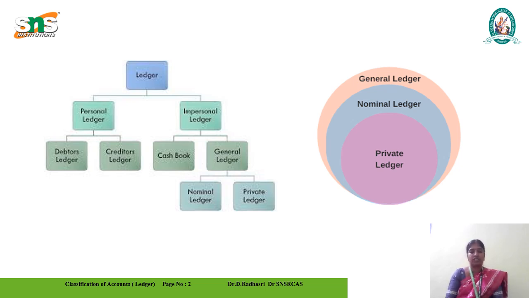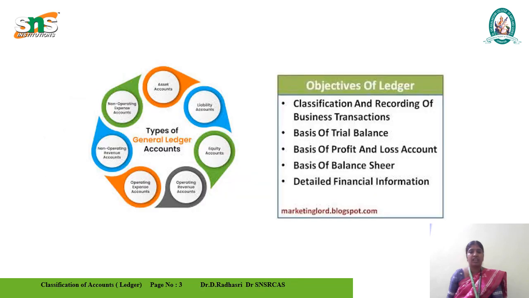These are the two categories, the nominal and the private, and the cash book, under the general ledger, while the debtors ledger and the creditors ledger are handled by the personal ledger. The general ledger, by the nominal and the private ledger, can be put in these two categories. And then we can know the types of the general ledger.